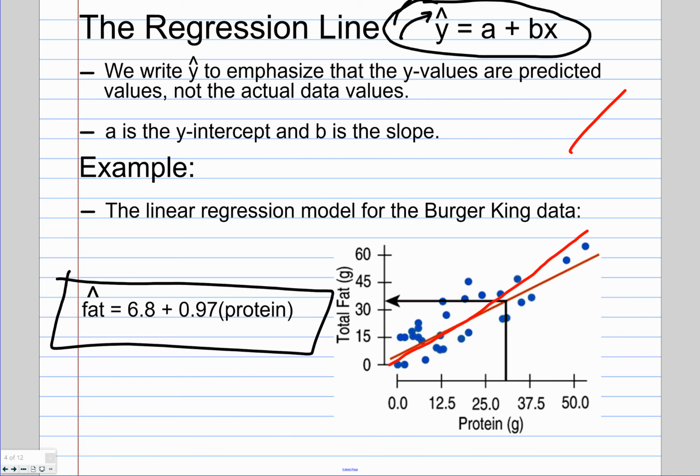Okay? So the computer is figuring out what line is going to minimize the distance between all of the dots, not just one or two. So that's what the computer is doing. You guys could sketch your own, but the computer is going to calculate exactly what the best one is. We're not going to. The computer will do it.